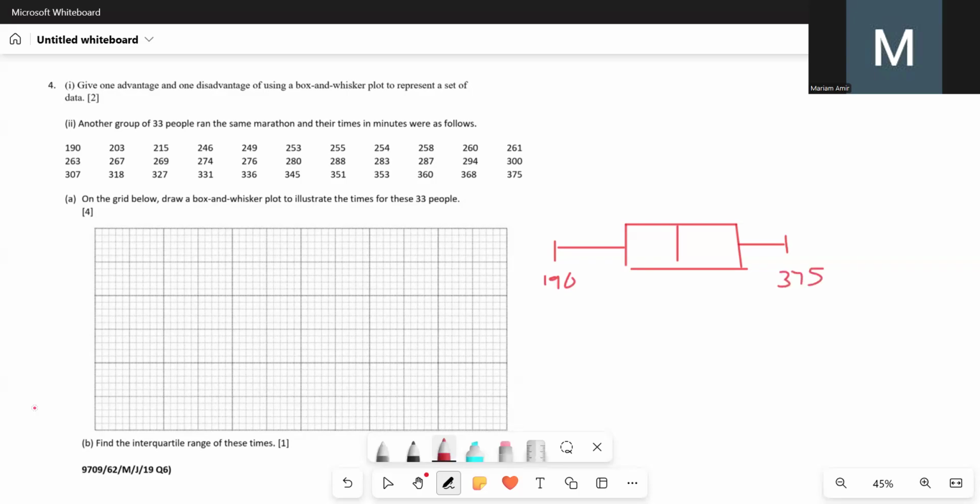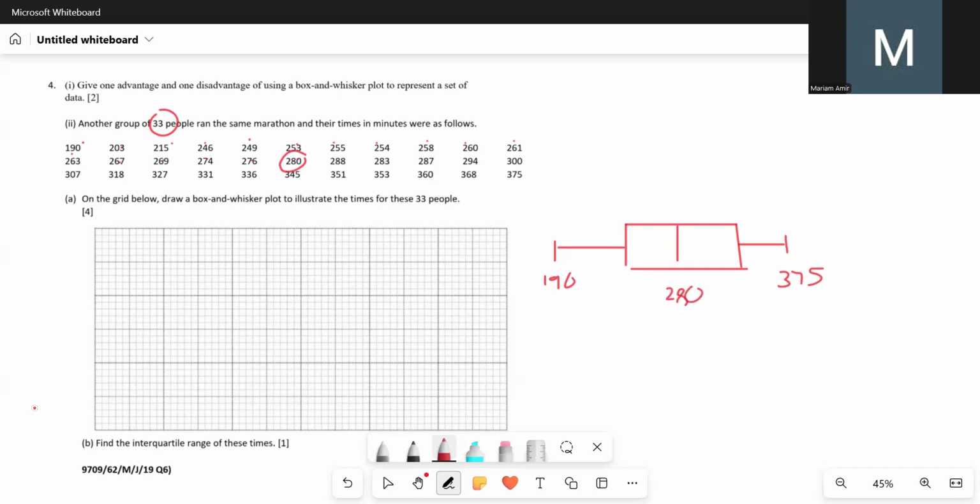Let's find the median and then the upper quartile and the lower quartile. Since there are 33 people, we have 33 data entries. That means the middle value would be a single value. To find that, we do 33 plus 1, which is 34, divided by 2, which is 17. So we're looking for the 17th value after arranging the data in ascending order, and thankfully this data is already in ascending order. The 17th value would be 1, 2, 3, 4, 5, 6, 7, 8, 9, 10, 11, 12, 13, 14, 15, 16, 17. So 280 would be the median.